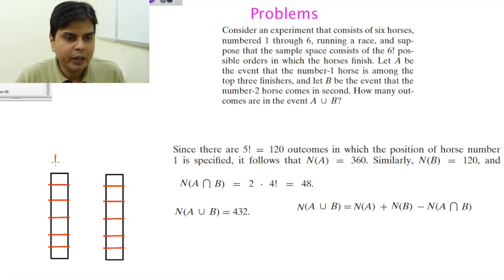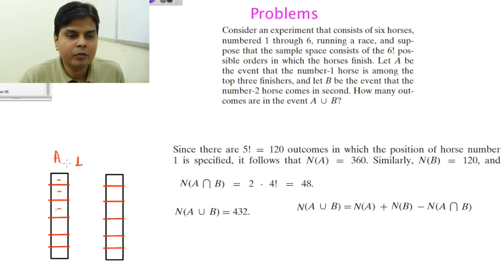In case A, what will happen? Let A be the event that number 1 horse is among the top 3 finishers. So number 1 horse has to be either here, here or here. That is, it can be in 3 places. Remaining 5 places can be given to any of the remaining 5 horses in any order. So the 5 factorial will be 120, that is the horses except 1 can be arranged in 120 ways. Now this horse number 1 can be given any of these 3 places.